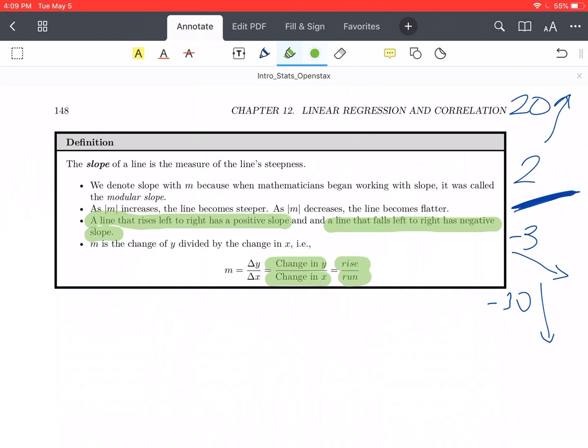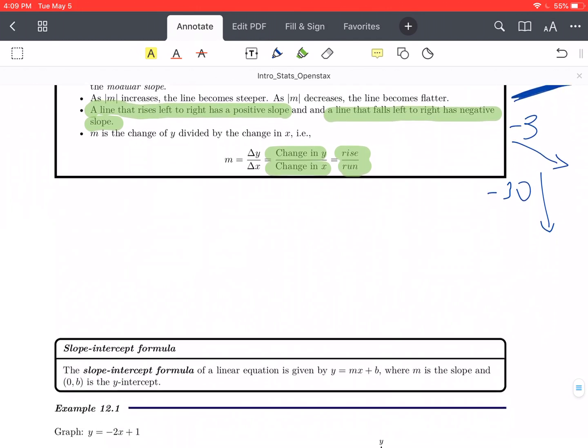We can compute the slope by taking change in y over change in x. This is commonly referred to as rise over run. That's probably the expression that you've used to describe it. So we just get change in y over change in x, and that gives us our slope.